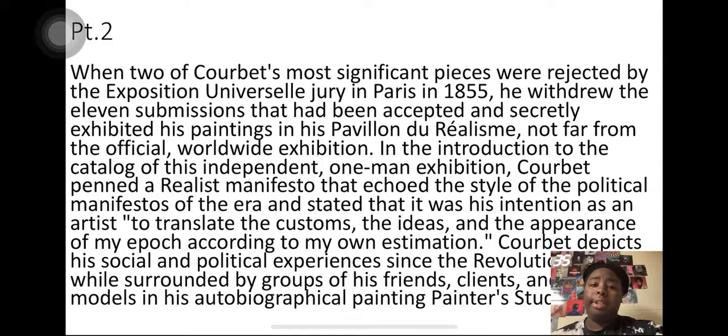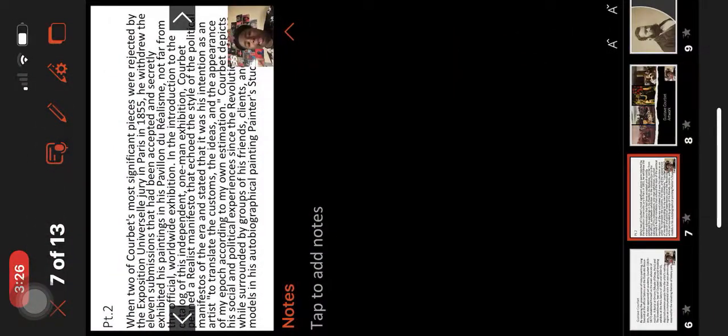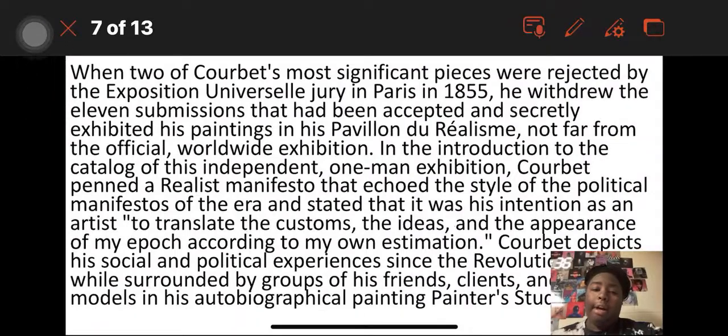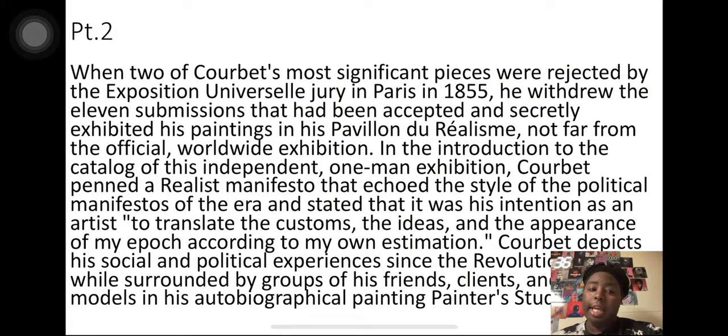When two of Courbet's most significant pieces were rejected by the Exposition Universelle jury in Paris in 1855, he withdrew the 11 submissions that had been accepted and secretly exhibited his paintings in the Pavillon du Réalisme, not far from the official worldwide exposition. In the introduction to the catalog of this independent one-man exposition, Courbet penned a realist manifesto that echoed the style of political manifestos of the era and stated that it was his intention as an artist to translate the customs, ideas, and appearance of my epoch according to my own estimation. Courbet depicts his social and political experience since the Revolution, surrounded by groups of his friends, clients, and models, in his autobiography, The Painter's Studio.